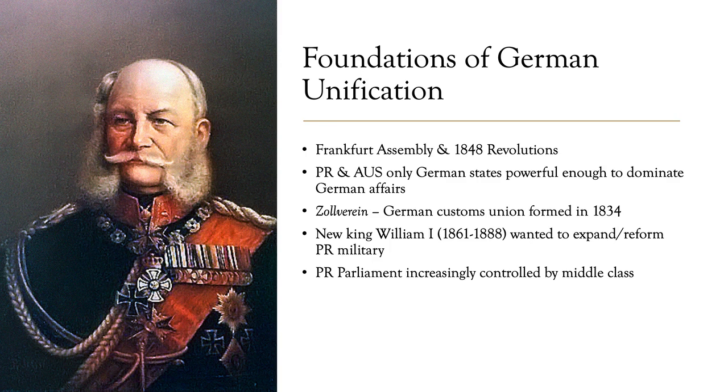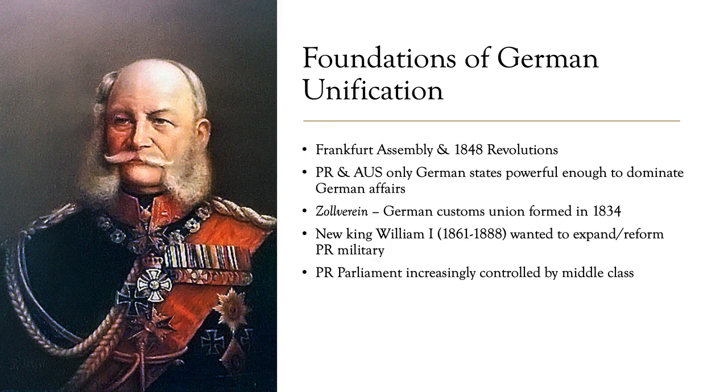Eventually, all states in the German Confederation except Austria belonged to this union. In fact, Austria tried several times to destroy the Zollverein, although, of course, it was unsuccessful. And the existence of the Zollverein actually encouraged the idea of the Kleindeutsch German unification plan.